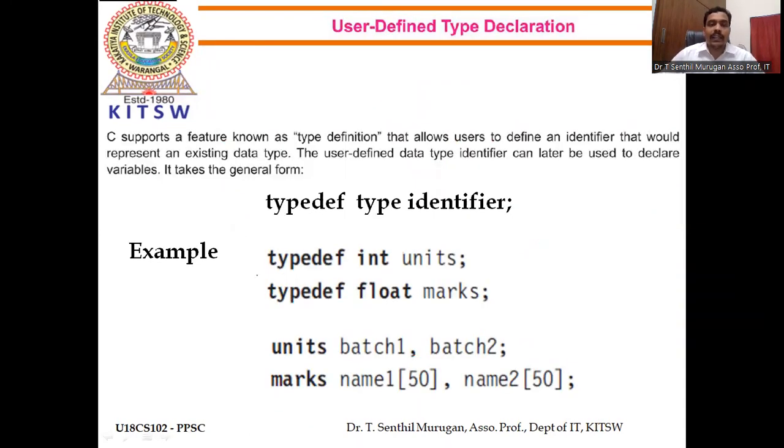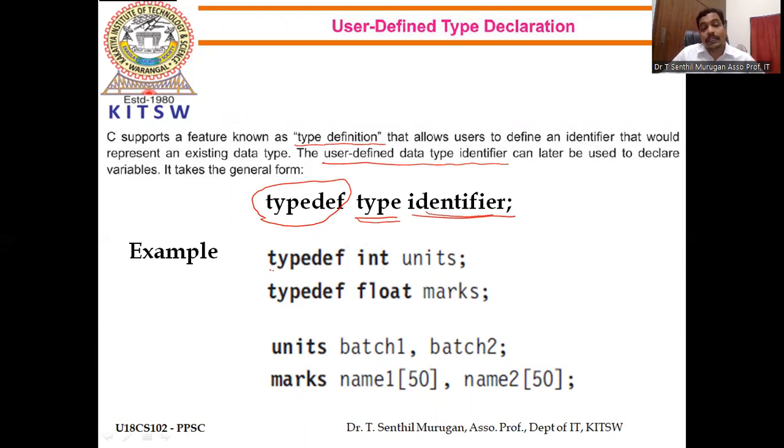In variable declaration, we can define the type also. C supports the feature of type definition. That allows the user to define the identifier. We can define which identifier we can use for the type. If you see the example, you can easily identify. User defined data type identifier, and later we will discuss declaring the variables. In general form, typedef should be there. Typedef is a keyword we can use, then which type we will use, that we will give, then the identifier.